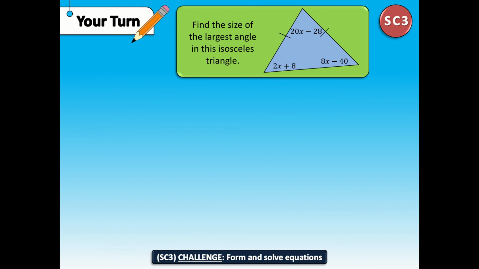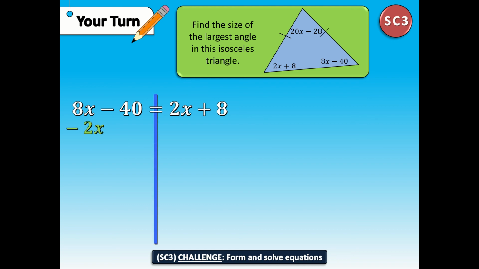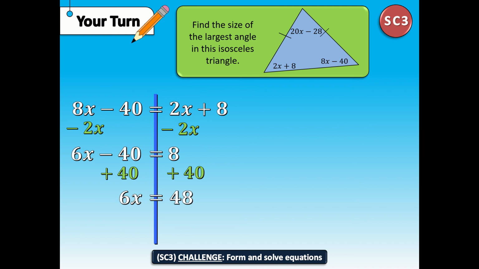So for the green answer, because it's an isosceles triangle, we know that 2x plus 8 will be equal to 8x minus 40. So we can solve it by taking 2x off both sides. So 6x minus 40 equals 8. Then we can add 40 to both sides. So 6x equals 48. Then we divide both sides by 6.